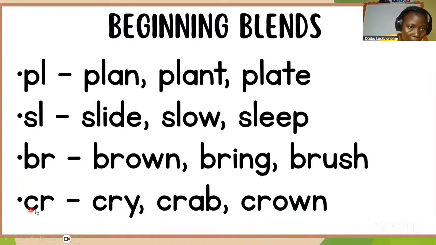Then the next one is crr. C and R says crr. And we have it in words like cry, crab, crown. Cry is when the baby is crying. Crab is a seafood. And crown is the crown that the king wears on their head.